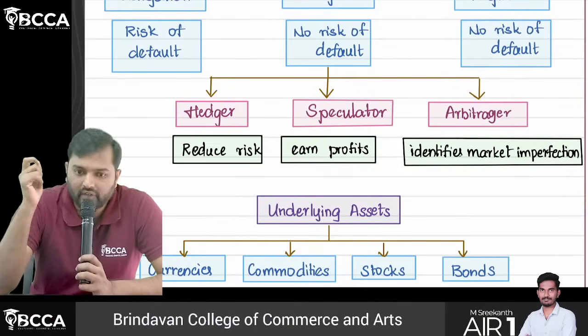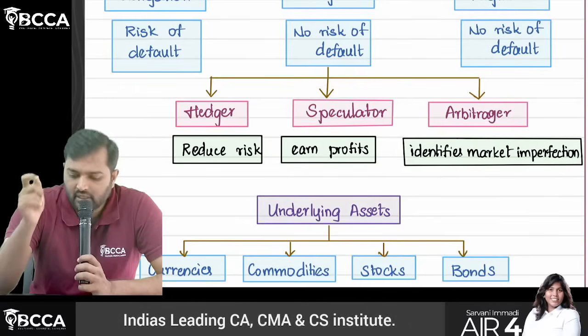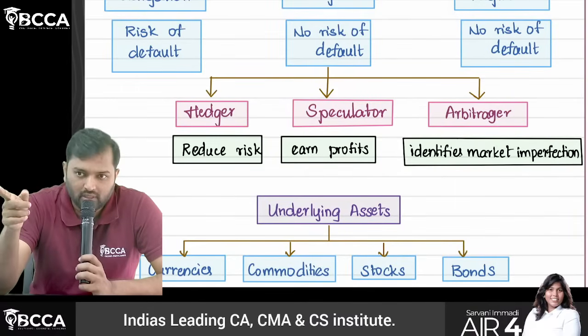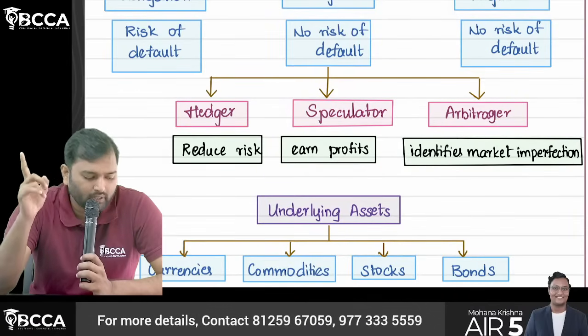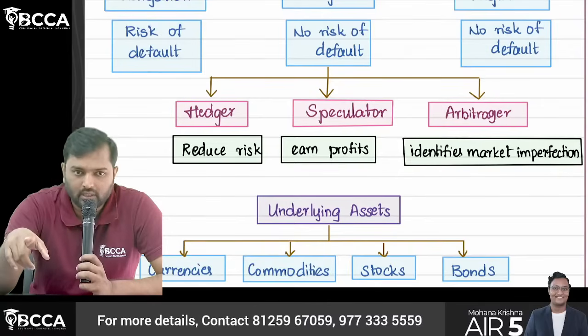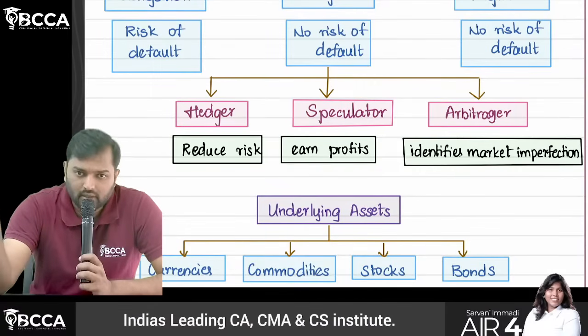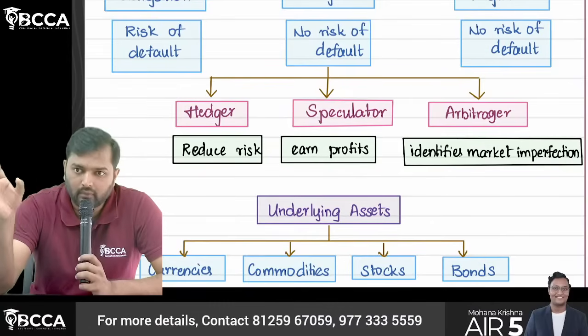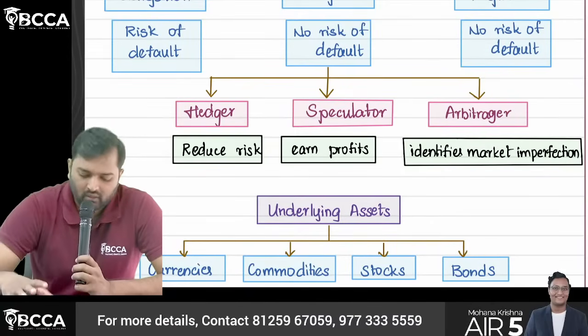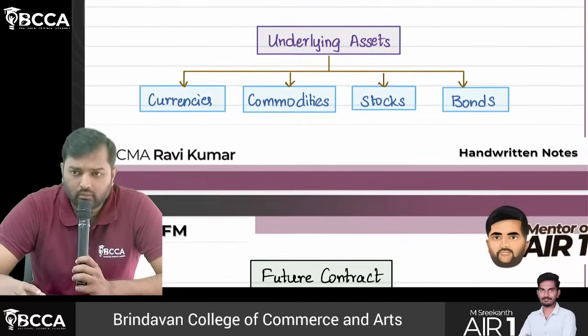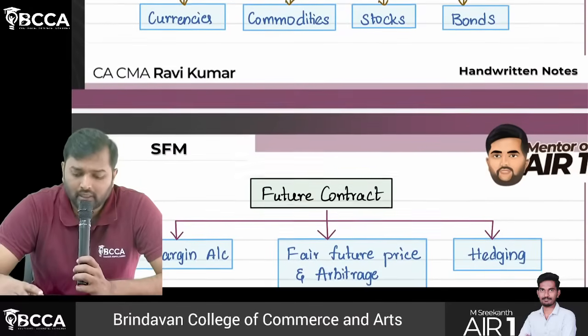We are going to do questions on hedging as well as the arbitrage process. Arbitrage means what? Arbitrator will identify the market imperfection and he will be making the profit without taking any risk. He will not use his own money. He will always be borrowing the money. So what can be the underlying asset? Currency, commodity, stocks or bonds can be an underlying asset.